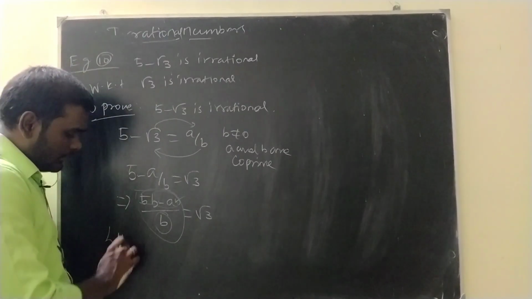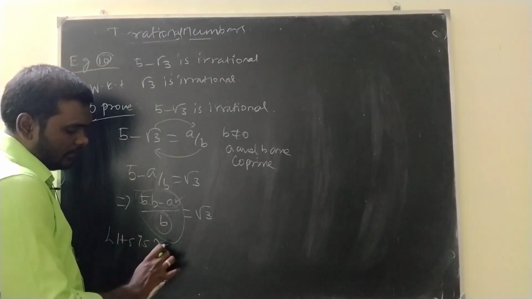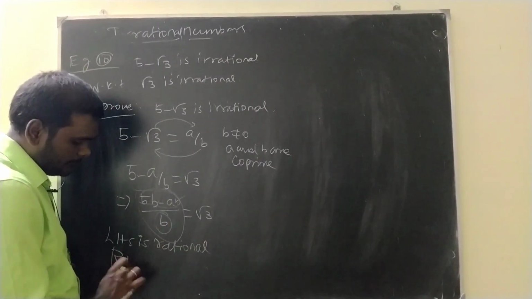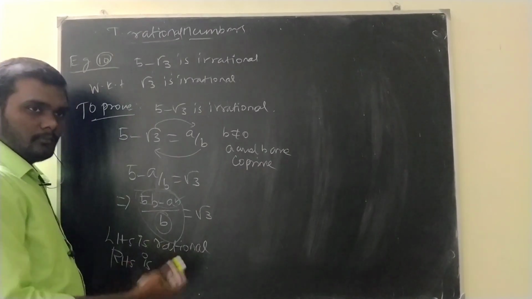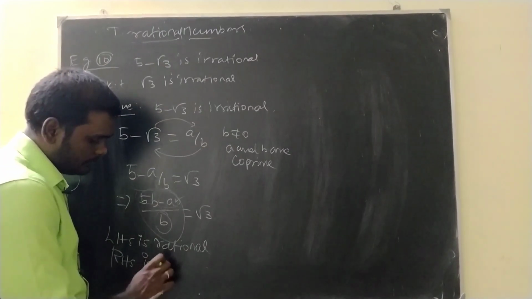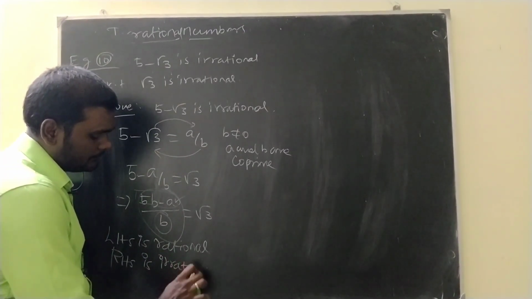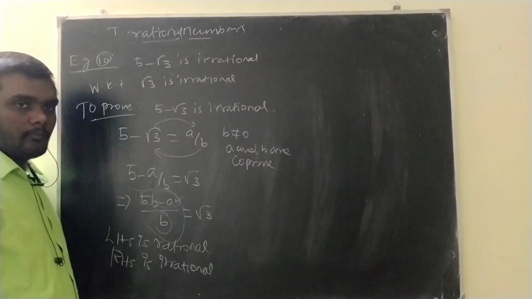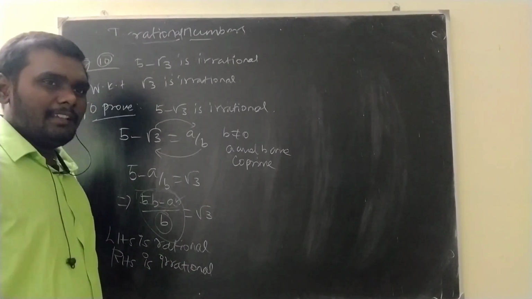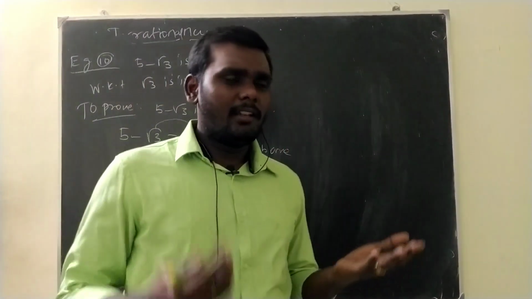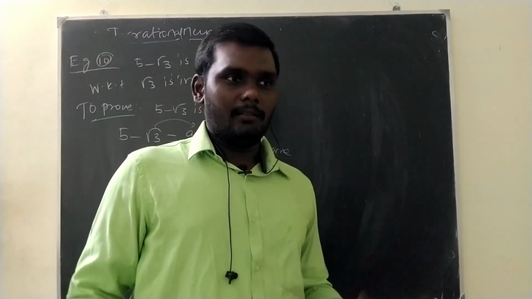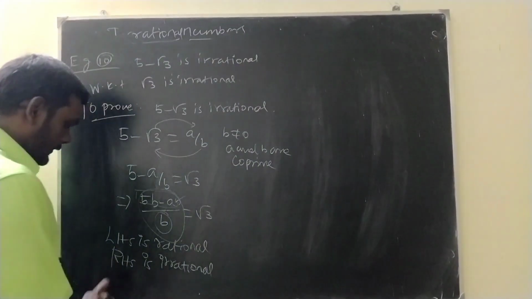So LHS is rational, RHS is what? RHS means right hand side is irrational. Yes, RHS is irrational. Is it possible that a rational number is equal to an irrational number? No, it is not. So it is not possible.